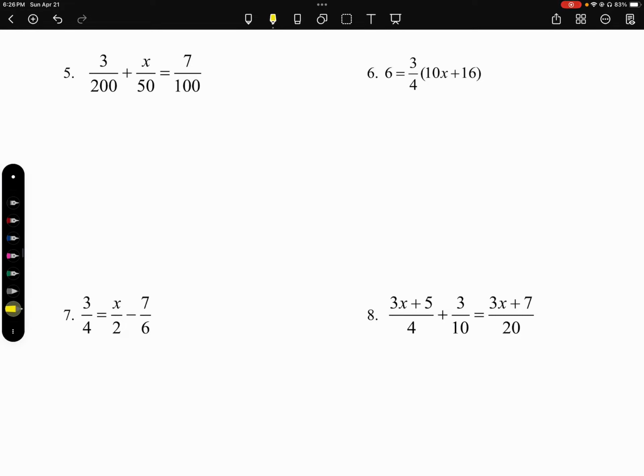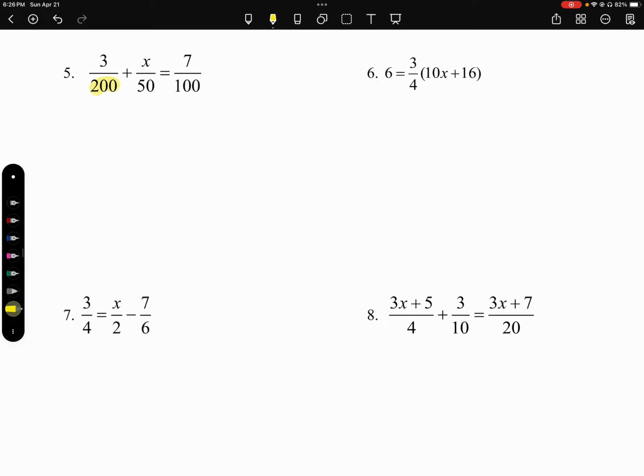This video is for the practice problems 5, 6, 7, and 8 from lesson 10-2 on fraction busters. All right, so let's start out with number 5. We have 3/200 plus x/50 equals 7/100.